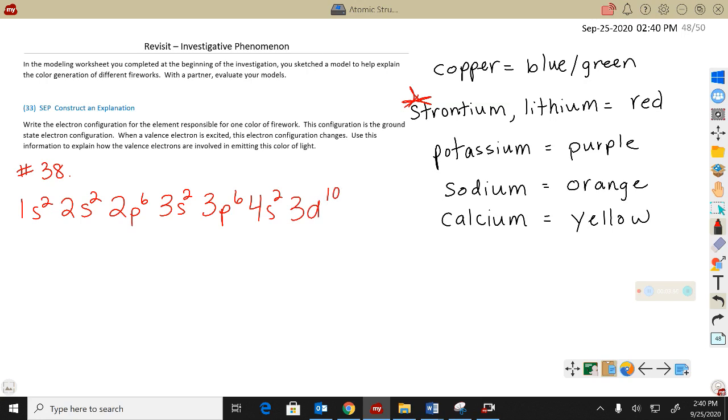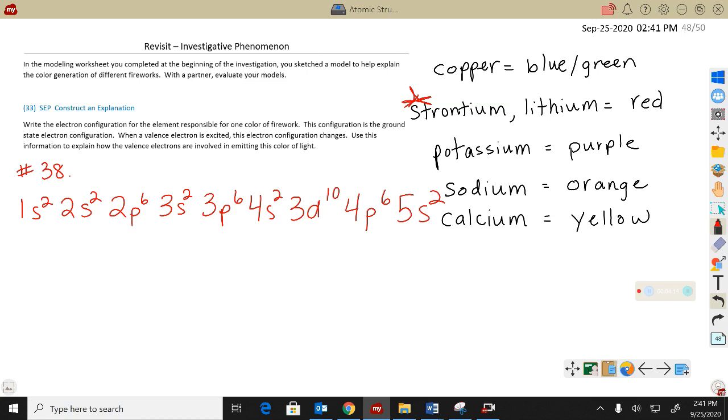Then when I get to 31, gallium, I'm back to the 4p6. That gets me to krypton. Oh, okay, we're kind of done. I just need the 5s2. There's all the electrons. That's a lot of electrons, huh?